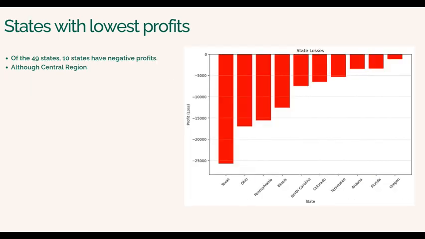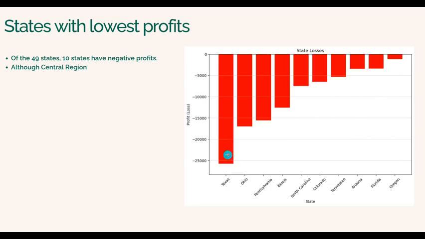Now coming to the states. In the dataset we have information about 49 states. Out of the 49 states, 10 states have negative profits. That means 10 states are loss-making states. You can see that these are the 10 states, and out of those, Texas has by far the highest losses.